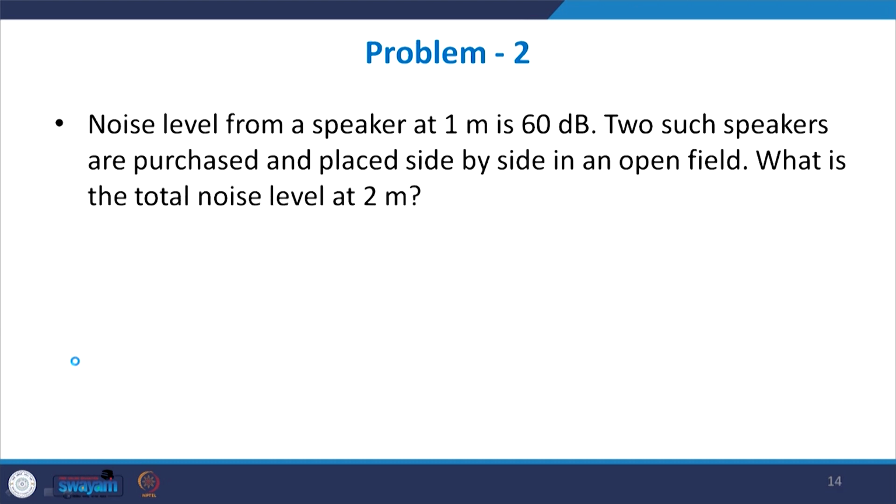Now let us start with solving some problems. The first problem: the sound level from one speaker is 60 dB at 1 meter, and two such speakers are purchased and placed side by side in an open field. What is the total sound level at 2 meters? If the nature of the waves is not given, whether it is coherent or incoherent, then we see that these are two different speakers placed together, so we assume it is incoherent in nature.